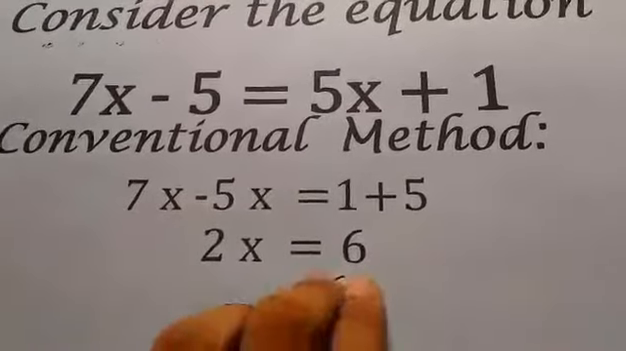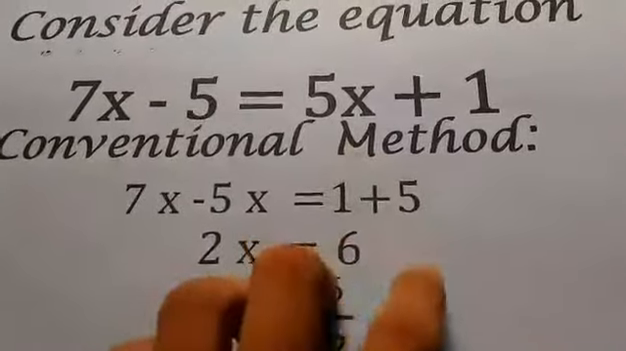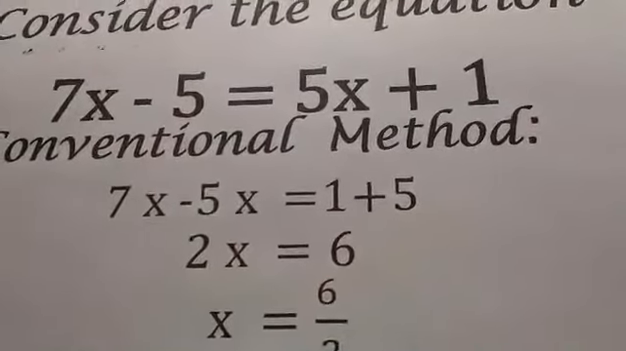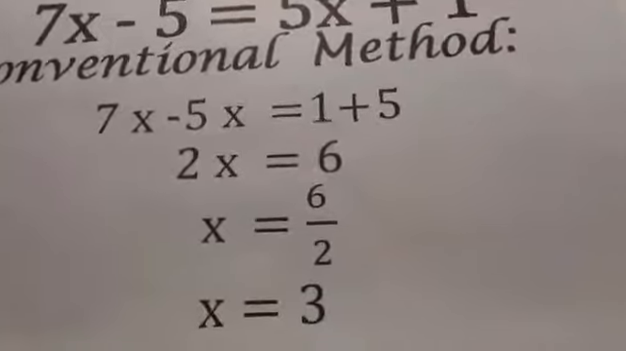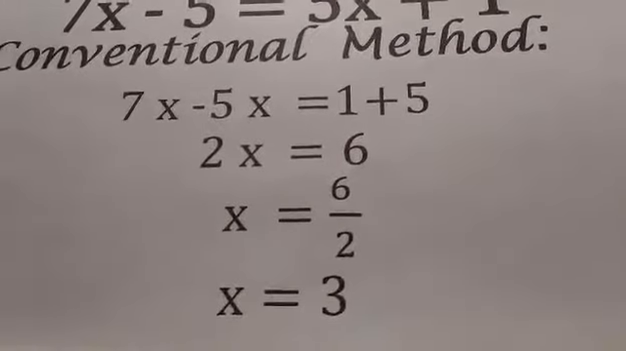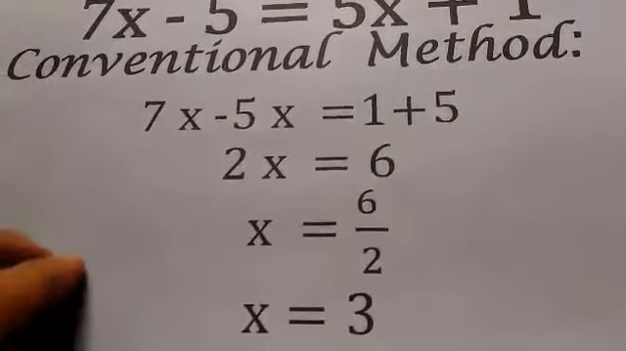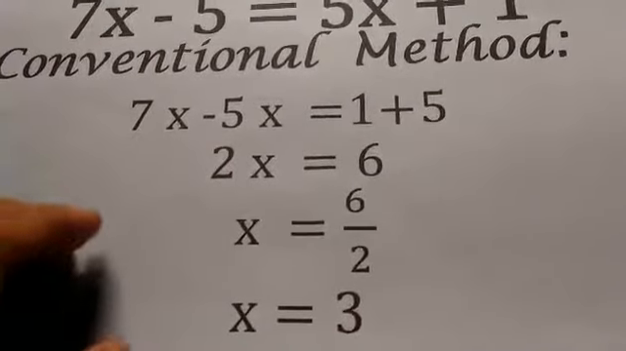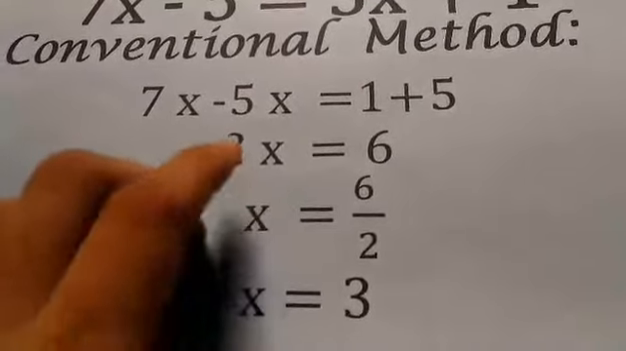Now on the next step, since we're trying to get the value of x, we will try to eliminate 2 on the left side. So we divide both sides. So 2 is eliminated, and on the other side, 6 is divided by 2. So we get the x value is equal to 3.